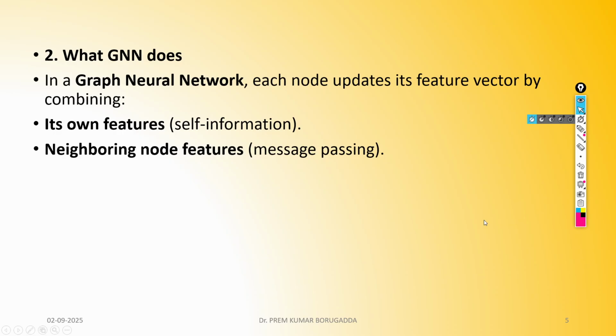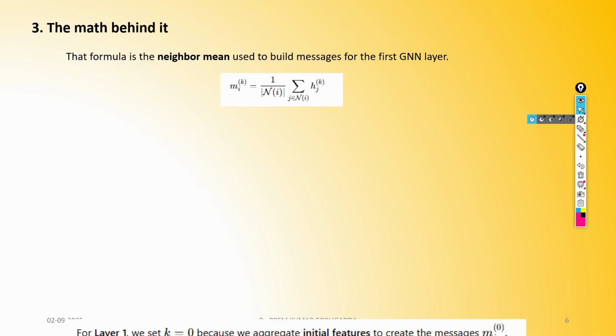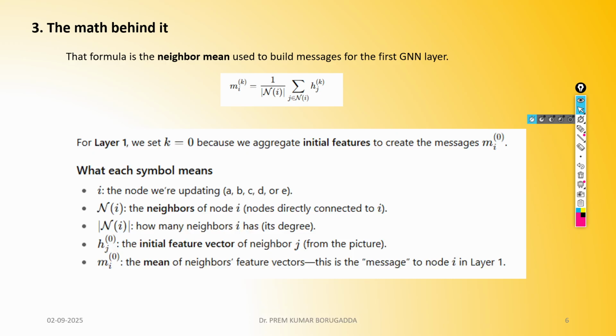So what does the GNN do here? In a graph neural network, each node updates its feature vector by combining. What are we combining here? First, every node has its own information, meaning its own features, and second, the neighbor node features. So own features plus neighbor node features. What is the math behind this? There is a formula: the neighbor mean, used to build the message for the first GNN layer. You can see the formula here.